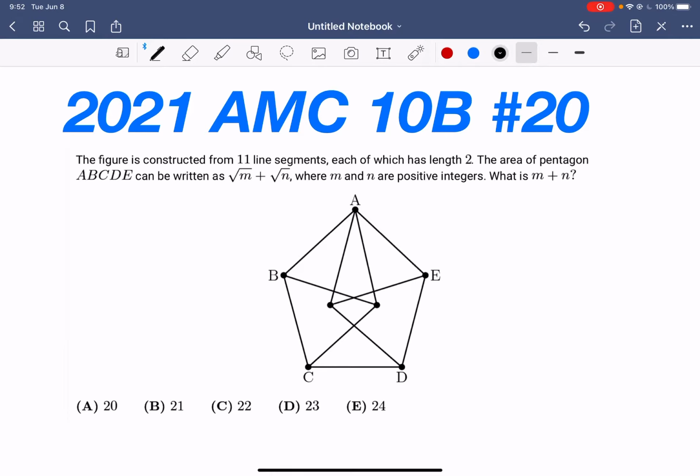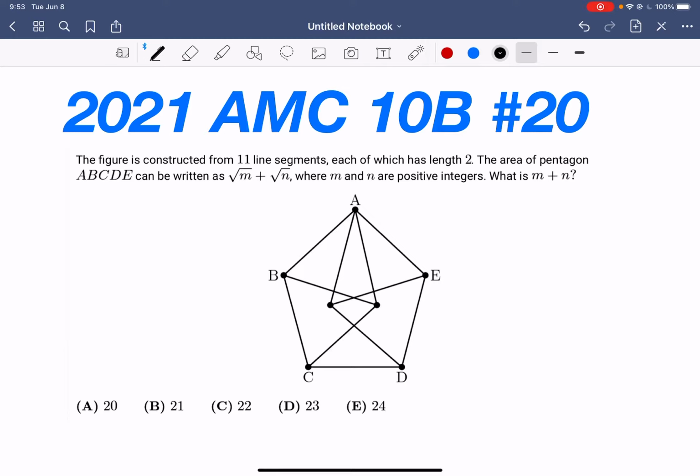In today's episode of Interstigation, I'll be going over 2021 AMC 10B number 20. This is one of the harder problems on the AMC set as well, as it is ranked pretty close to the end of the exam. So let's take a look at it.